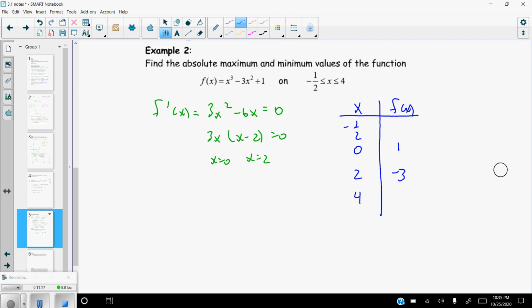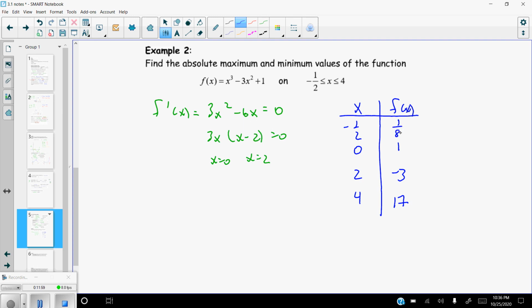We still have to plug in the endpoints. 4 is going to be a little bit bigger, so 4 cubed is 64 minus 3 times 16. 3 times 16 is 48, so 64 minus 48 is 16 plus 1 more is 17. The -1/2 is going to be a little bit more challenging. That's why I kind of saved that one. If you can't do it in your head, which is fine, go ahead and write it down, but you should definitely practice doing this without a calculator because you would be expected to be able to do this without a calculator on a problem like this on a test. But it does work out to be 1/8.